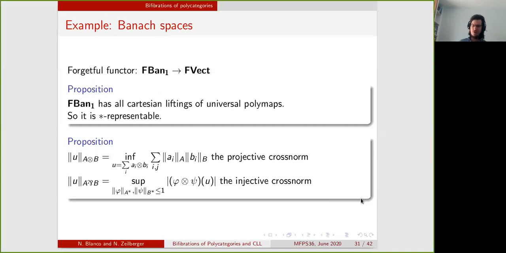But they have this universal property. They have this property of being extremal among all the good norms that you can put on the tensor product. And this reflects exactly the fact that they are defined by a pushforward and a pullback. And so this gives us a way to find the Star-autonomy structure on finite dimensional Banach spaces by a universal property and just by defining the notion of contractive polymap.